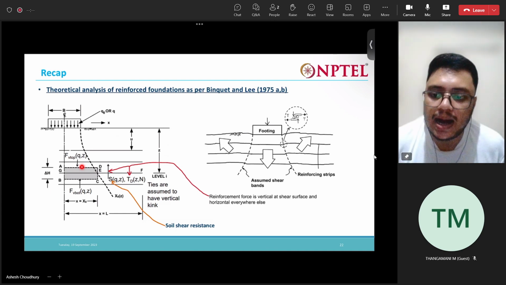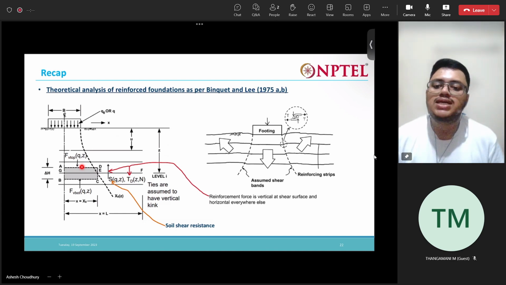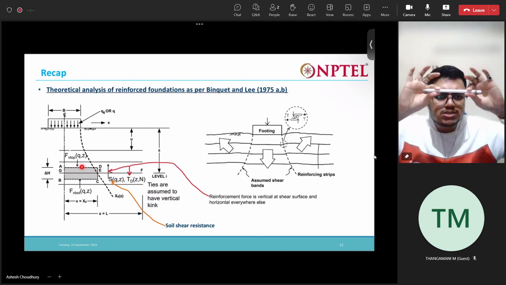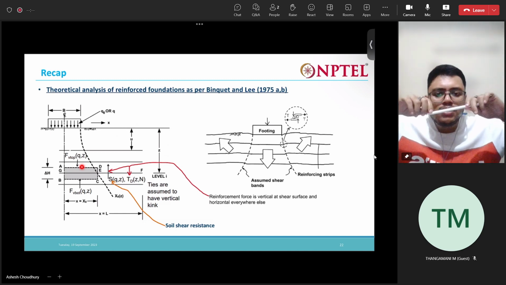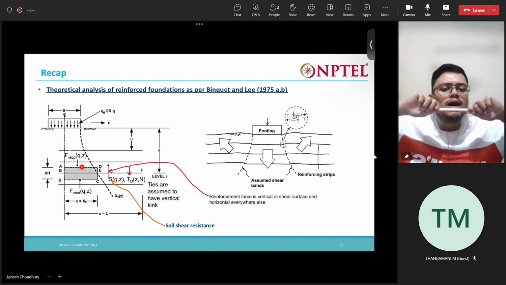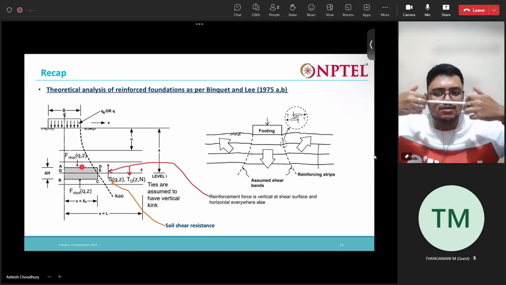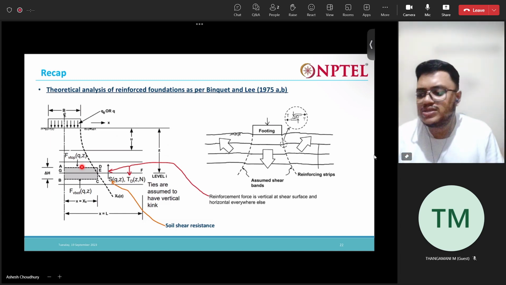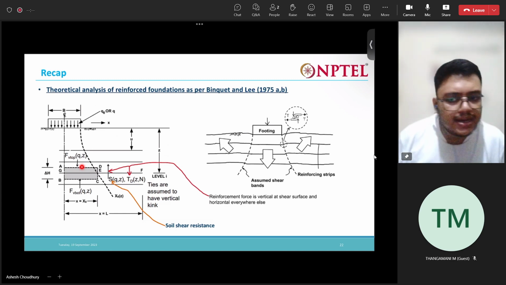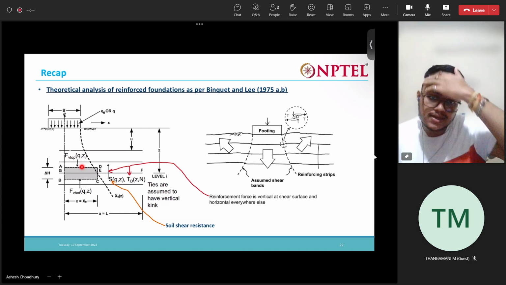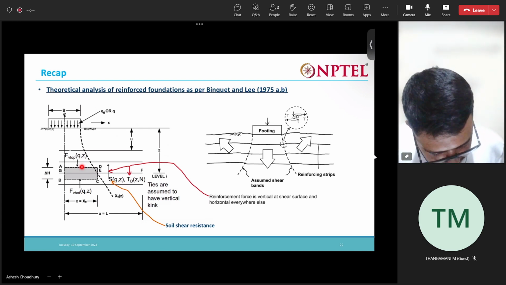Now a question might come: how is the reinforcement force upward? Because the reinforcement you're providing lies horizontally, right? So the reinforcement force must come laterally only, else how will the reinforcement resist that force? Because these reinforcements are strong in tension, these forces obviously must come in the lateral direction. Then how come we are considering this reinforcement force TD in the vertical direction? The answer is here.